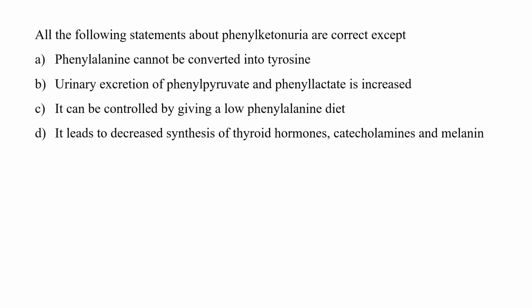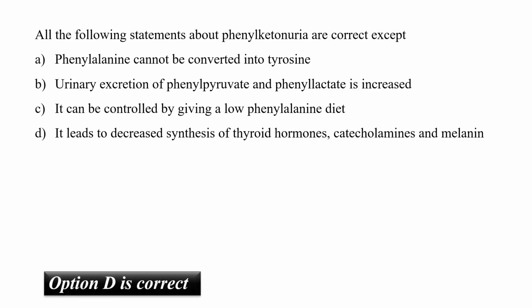So that means in the case of this question, option D is the correct answer. That this statement, option D, that it leads to the decreased synthesis of thyroid hormone, catecholamine and melanin, is not a characteristic of phenylketonuria.